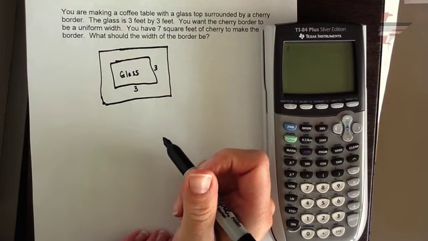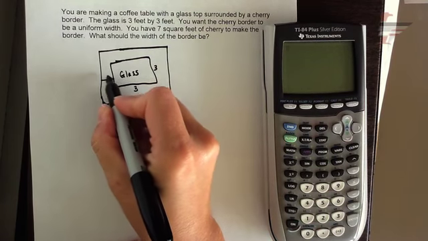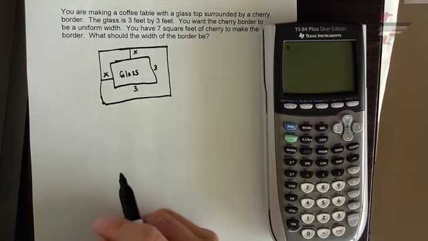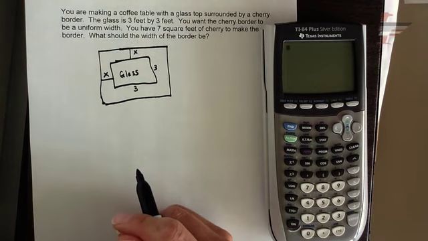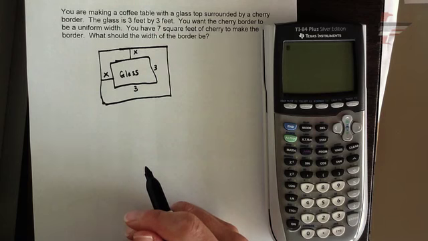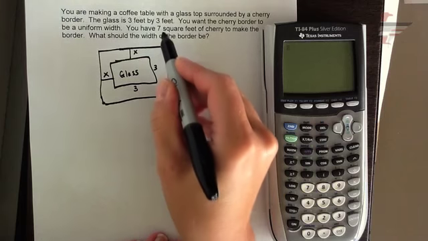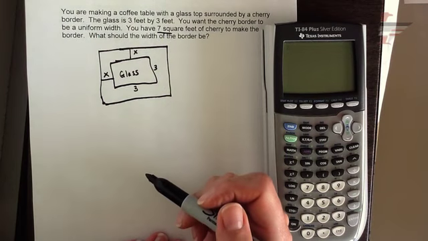And I want the cherry border to be of uniform width. So that means if this is X, that's X. All the way around it is X, right? Nice uniform width. And I have 7 square feet of cherry to make the border. So all of that border going around should be 7 square feet.